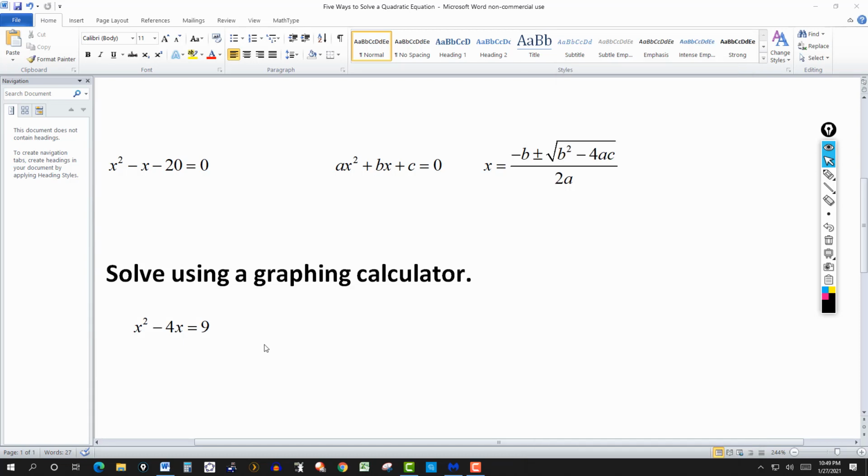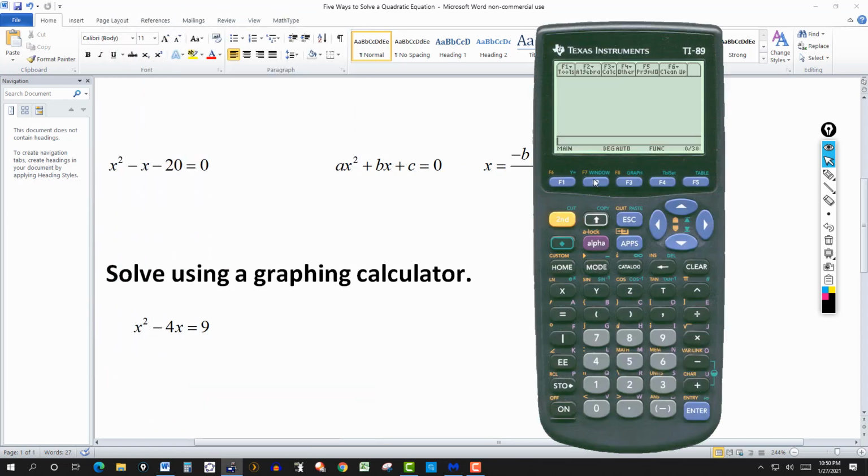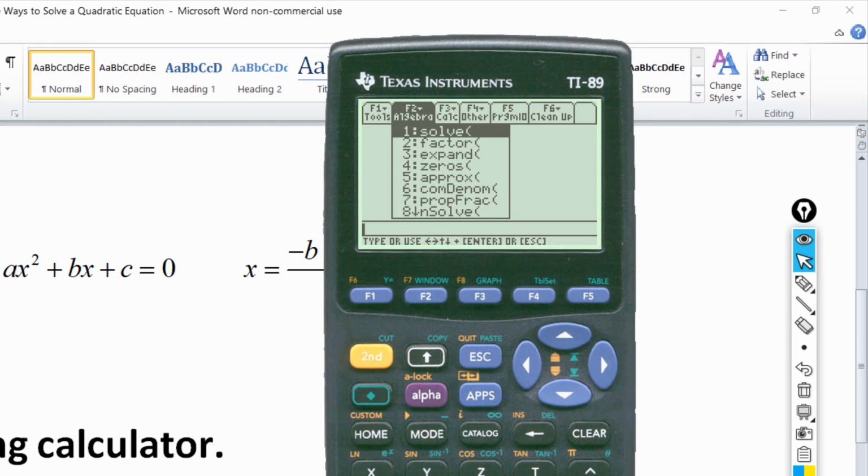Okay, same equation. Now we use the TI-89, which has a CAS system. So I can get an exact answer with this calculator, or I can get a decimal approximation. Okay. So F2 gives me the menu for solving equations. There it is, number 1 is solve, just hit enter.